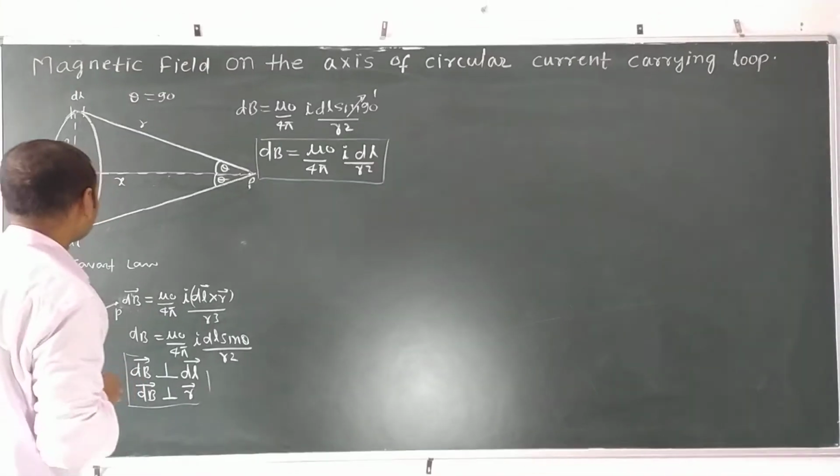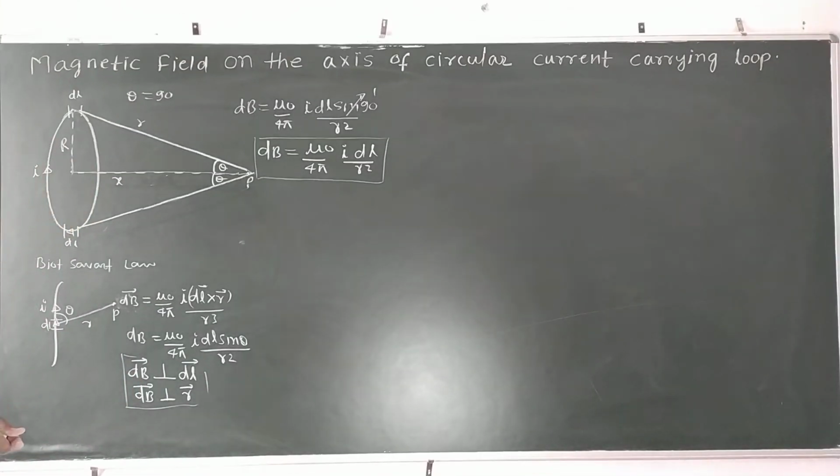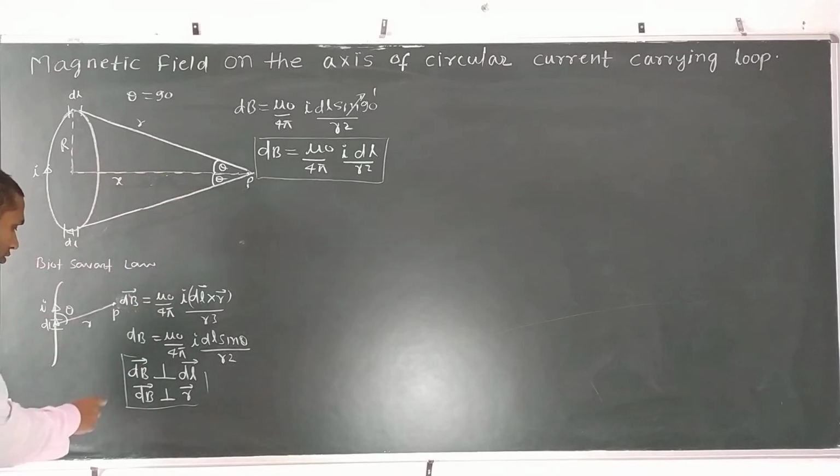Where is the direction of dB? We see that dB is perpendicular to r; dB should be perpendicular to r.